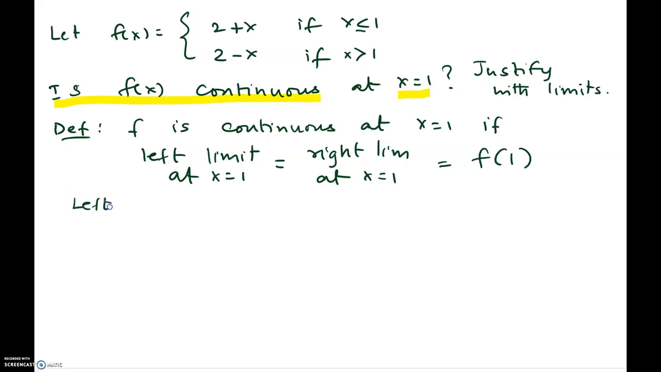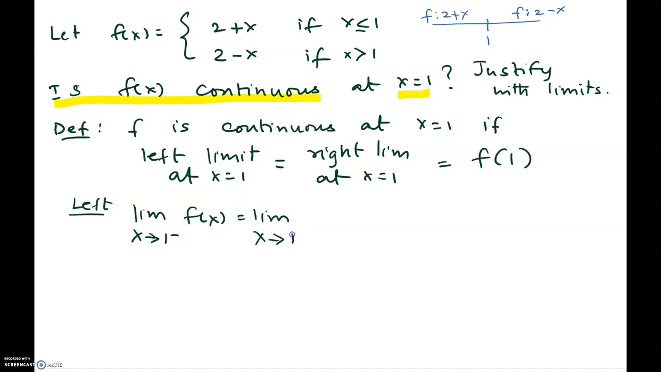So we're going to do the left limit. Limit x goes to 1 minus of f of x. Let's draw this horizontally. We have 1. On the left side of 1, the rule is 2 plus x. On the right side of 1, the rule is 2 minus x. So limit x goes to 1 minus of f of x is actually limit x goes to 1 of 2 plus x. We plug in 1, so 2 plus 1, which is 3.